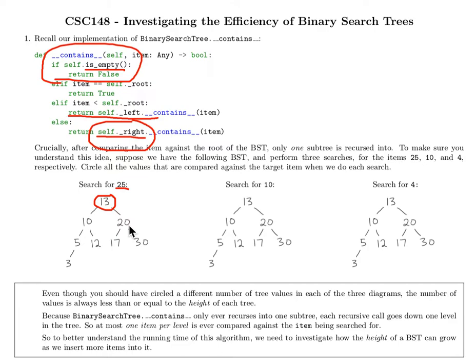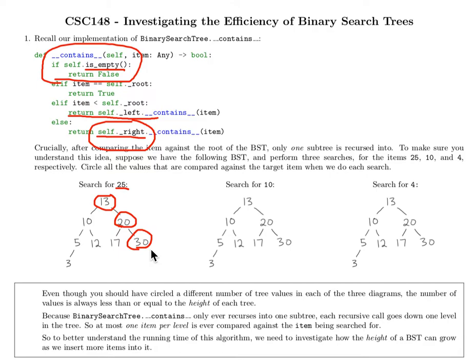We recurse into the right subtree. We say, okay, is 20 equal to 25? No. Is it less than? Yes. So again, we've done the comparison against 20, and we're going to recurse into the right subtree again. Now, we're at a leaf node, but a leaf node is still not empty, so we still will do the comparison. We'll compare 25 against 30, so we will circle that one.